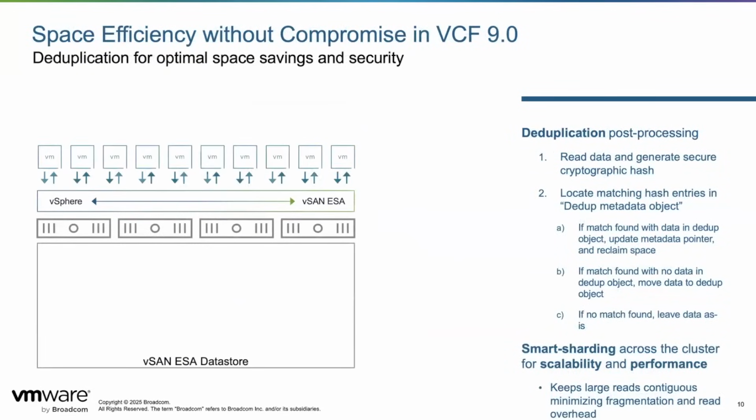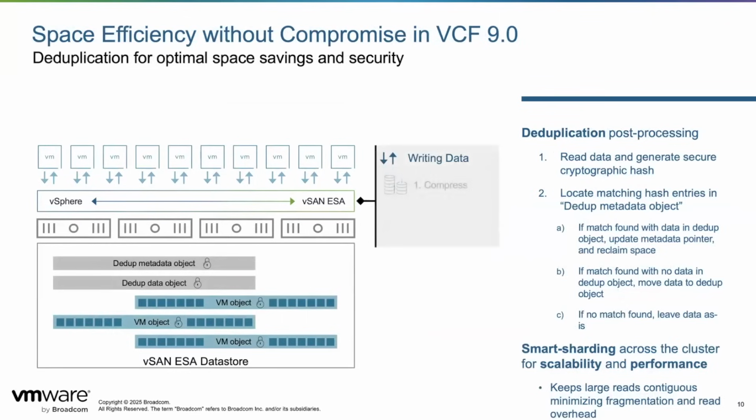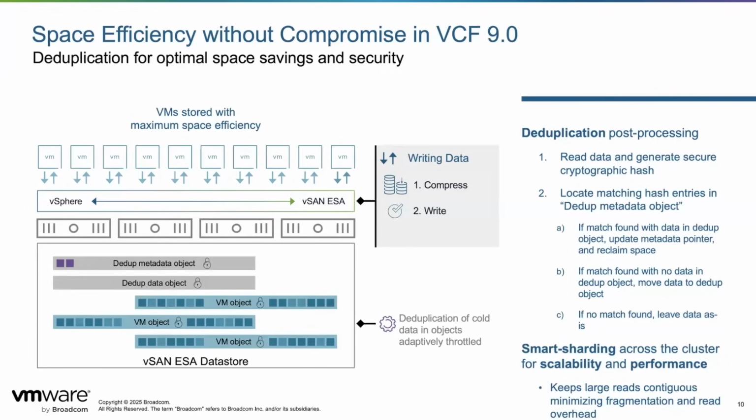Under the hood, how this works is we're doing a post process. We use a secure cryptographic hash, SHA-256, so we're not really worried about collisions. And we will create dedupe metadata objects, and as we find matching data, we single instance that data out, and if we find no match, we leave it. We are going to do some sharding across the cluster for scalability and performance and make sure this gets balanced and try to keep large reads contiguous and not cause excessive fragmentation across the environment.